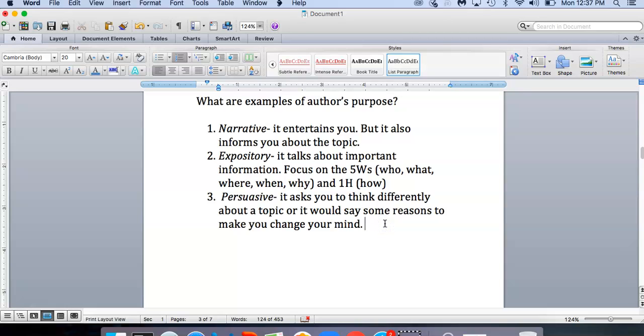And the last one is persuasive. It asks you to think differently about a topic, or it would say some reasons to make you change your mind. So for example, if you are trying to buy a car, right, and you see a Volvo commercial, the Volvo commercial will tell you the excellent features and other reasons why you should buy that car. So they're trying to persuade you or change your mind about Volvo so that you don't buy another brand. Okay, so that would be example of persuasive.